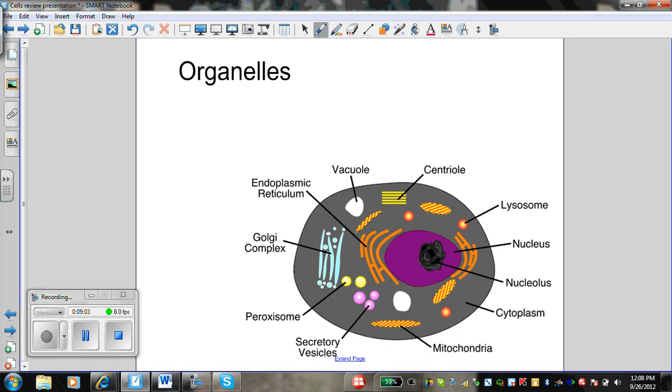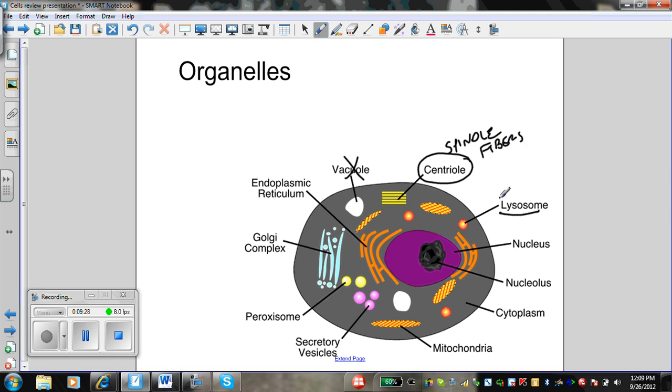Organelles. So you do have to know all the organelles and their functions. So I have a picture here. I'm just going to kind of talk through each one. So we'll start at the top. Really didn't talk about the vacuole, so you don't have to worry about it, but the vacuole is going to store stuff. Centriole we did talk about, because it came up in mitosis, this is where the spindle fibers are going to come out of. Remember, spindle fibers are the fibers that pull chromosomes apart.